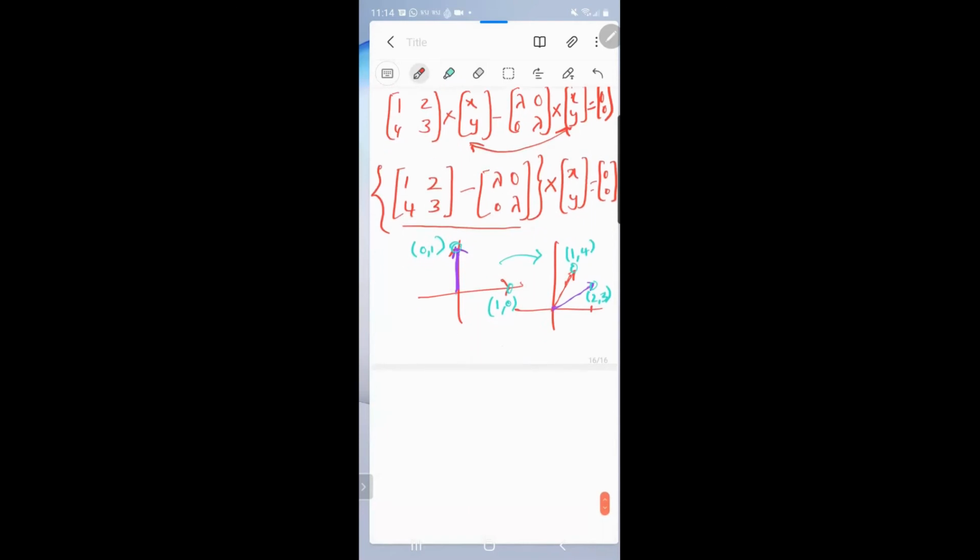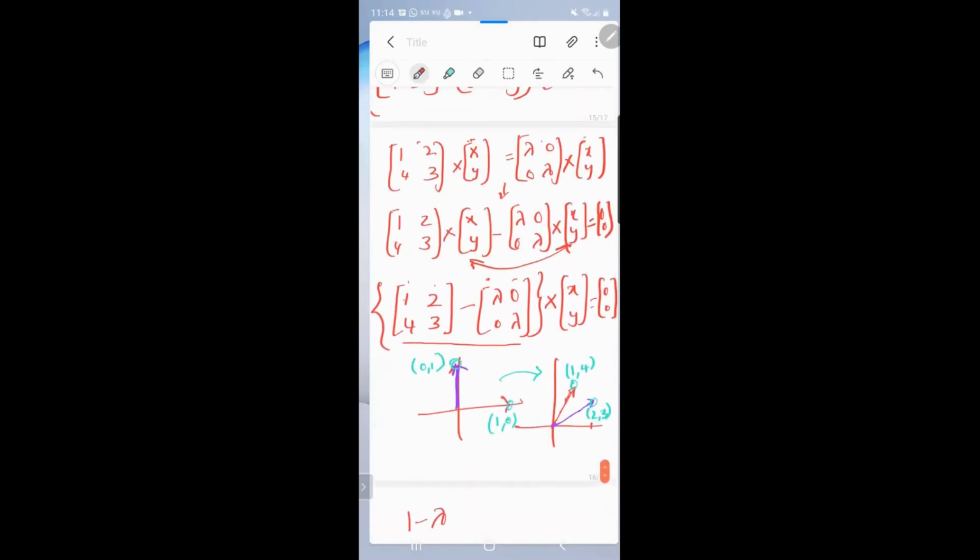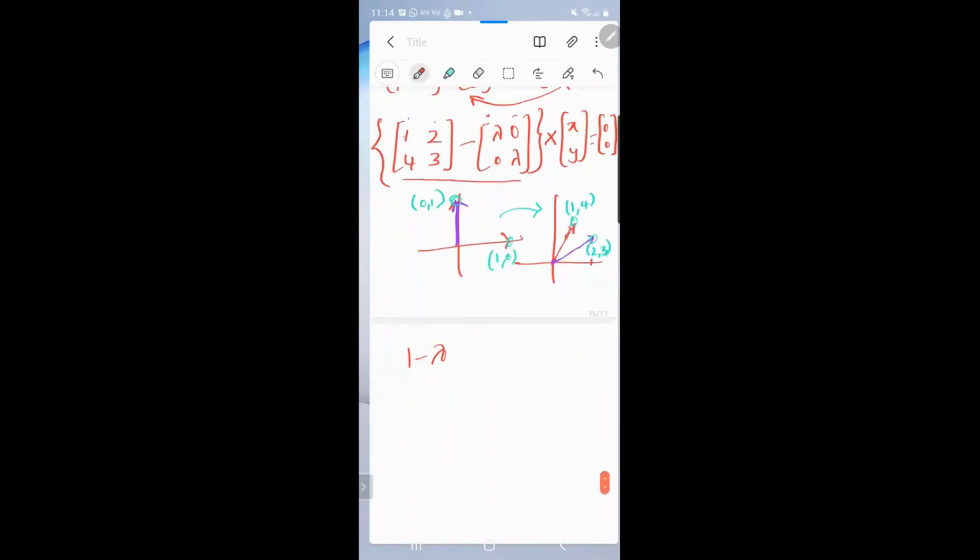Okay, so we have this generalized equation now. If I have two matrices like this, I do point by point subtraction. So first position, first value gets first row, first column, subtract first row, first column. So that becomes 1 minus lambda. Then 2 minus 0, then 4 minus 0, then 3 minus lambda.